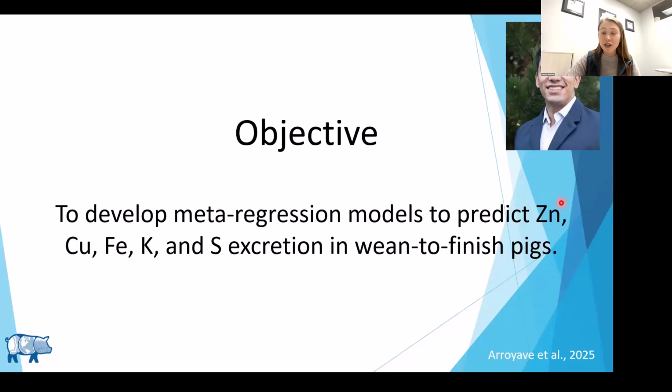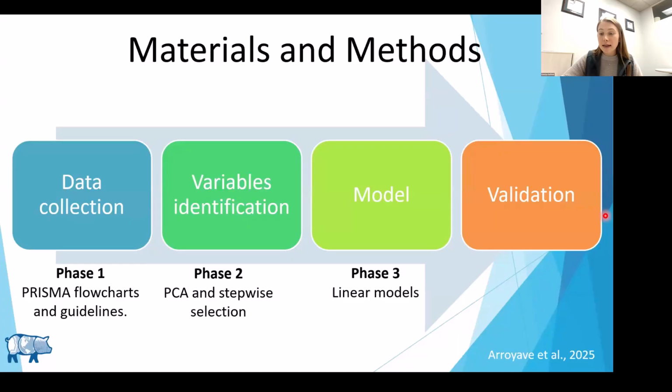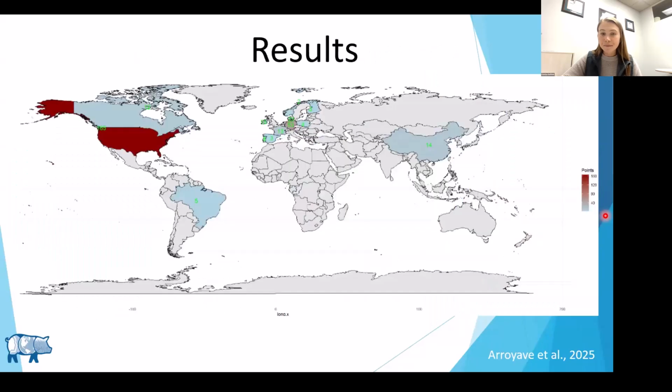mineral models to predict mineral excretion so that we here in the US have some general understanding of what impacts the excretion of minerals overall. And so we did this through 4 different steps, with the first step being really data collection. And so we followed PRISMA flowcharts and guidelines to ultimately identify some variables. And so we utilized a PCA and stepwise selection to pick out what variables most impacted this mineral excretion. We then developed these models and then also validated these models to make sure that they were performing well.